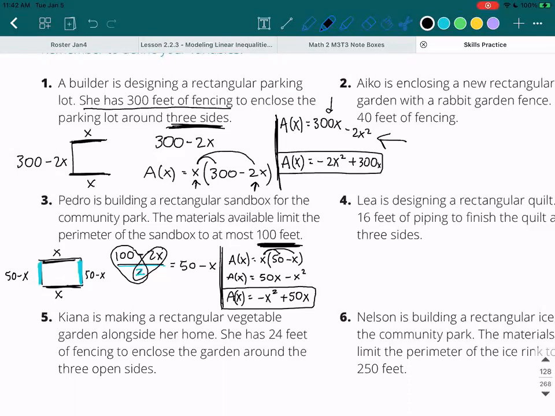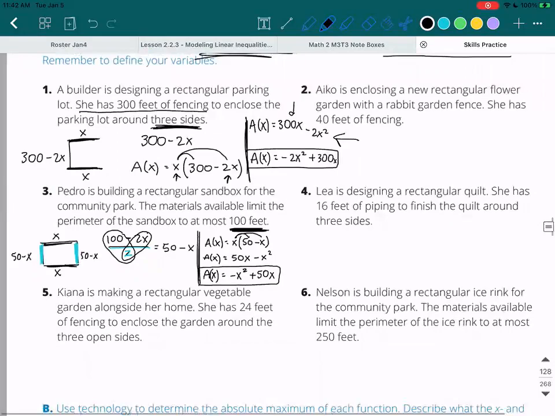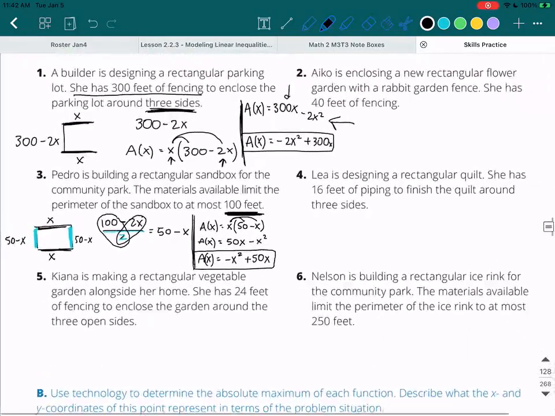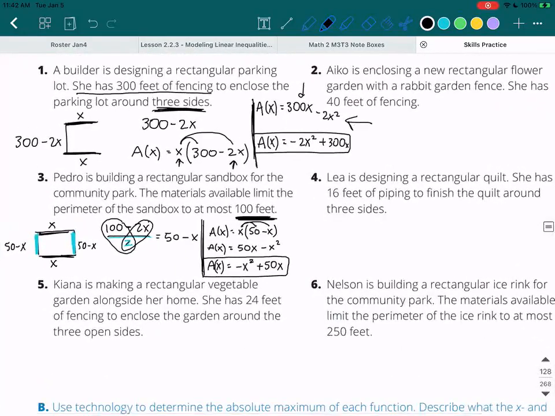Okay, let's do number 5 together. Number 5 is very similar to number 1. So I'm going to just zoom out just a tiny bit so we can still see number 1. It says, Kiana is making a rectangular vegetable garden alongside her home. She has 24 feet of fencing to enclose the garden around 3 open sides. So she wants 3-sided. Why would she make a garden with 3 sides? I don't know, maybe she's making it along the wall or something.